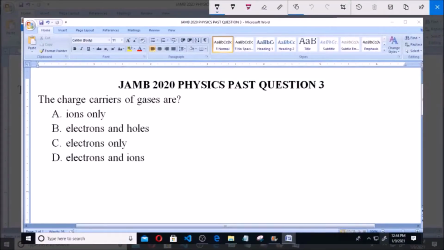Physics Past Question 3. The charge carriers of gases are A. Ions only, B. Electrons and holes, C. Electrons only, and D. Electrons and ions.